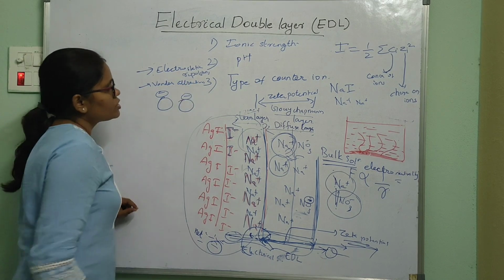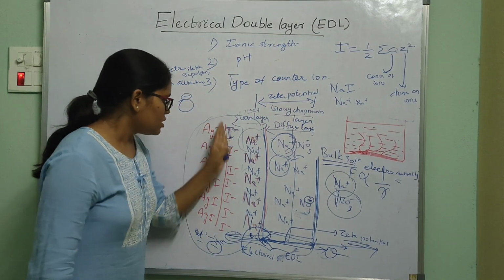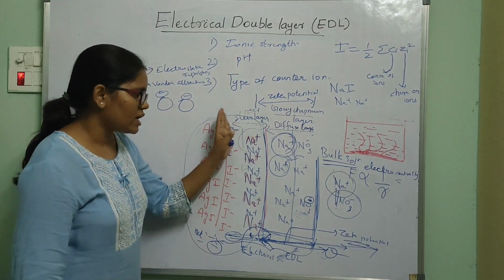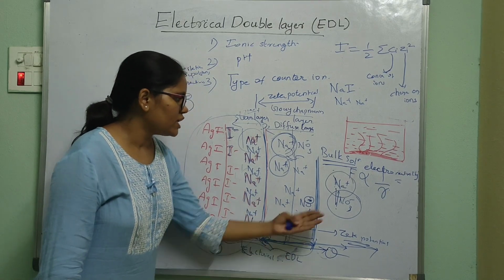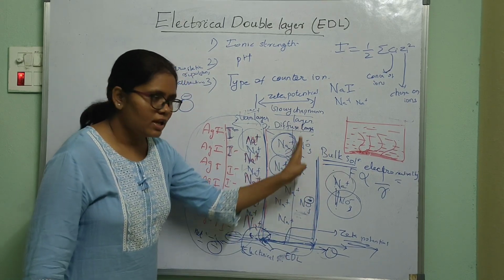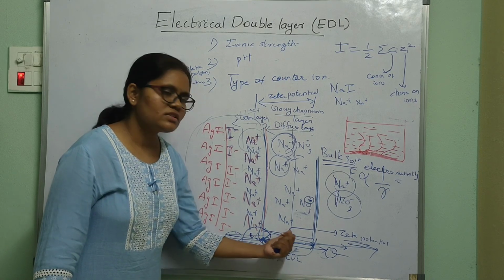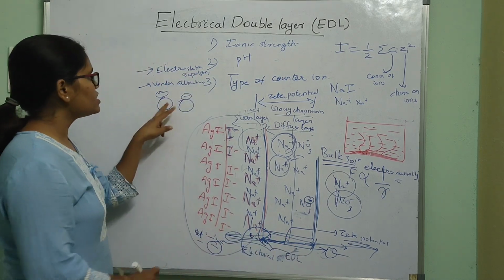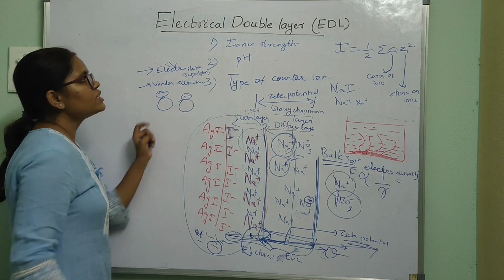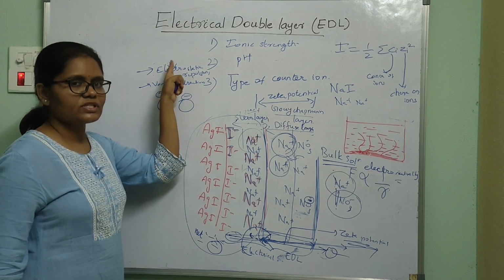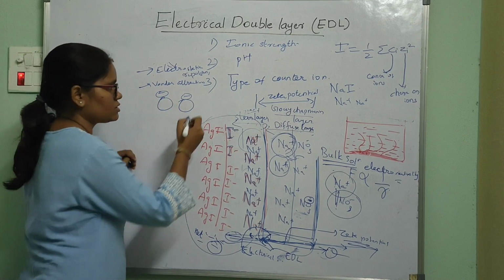Okay. So now, because ionic strength has increased and the counter ion has neutralized the negative charge on the colloidal particle, the length of the diffuse layer is decreased. If the length of the diffuse layer decreases, the zeta potential decreases. When the zeta potential decreases, the repulsive interactions will decrease.